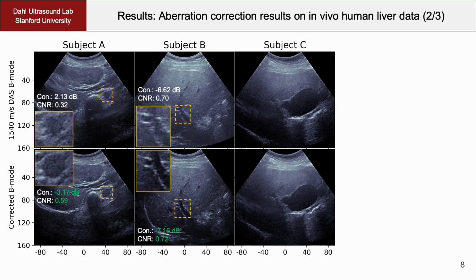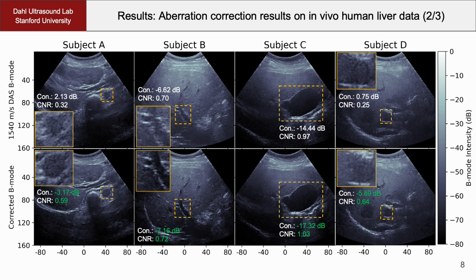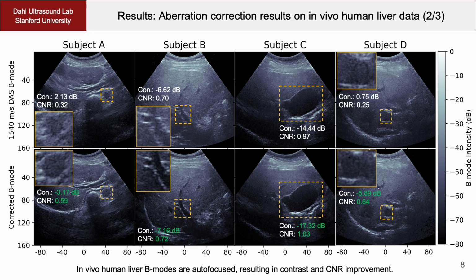For subject C, the anechoic vessel becomes darker and the boundaries become crisper. For subject D, we see the hypoechoic region become darker and rounder. All in vivo human liver B modes are autofocused, resulting in contrast and CNR improvement.